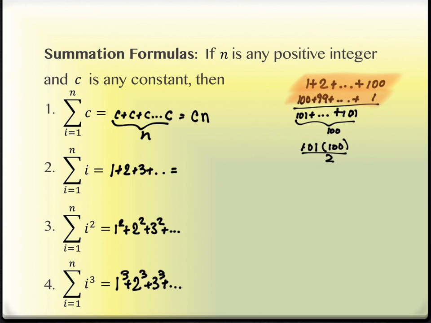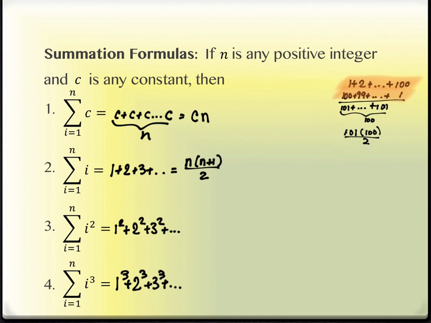So in general, this is going to be n times n plus 1, divided by 2, because that n was acting like my number 100 that I just used. I'm not going to show you the other ones, but this one was nice enough to show you pretty quickly. The others have forms much like this that, if we manipulated them, we could find. The next one, for n squared, is n times n plus 1, times 2n plus 1, divided by 6.